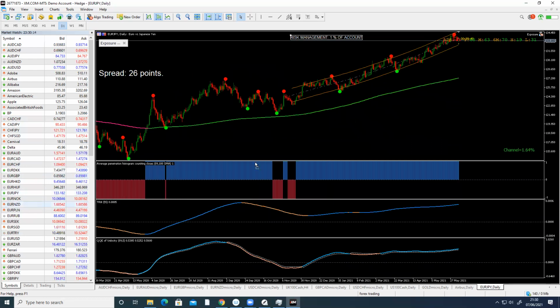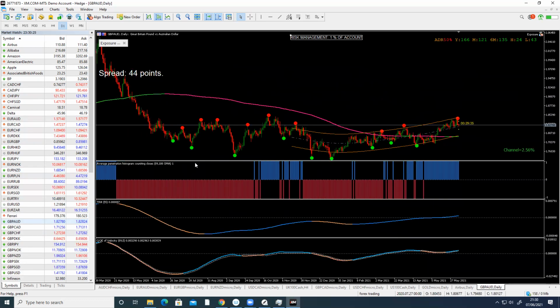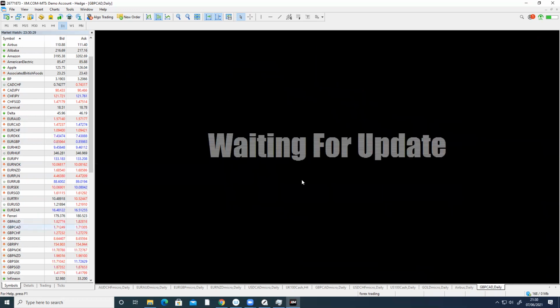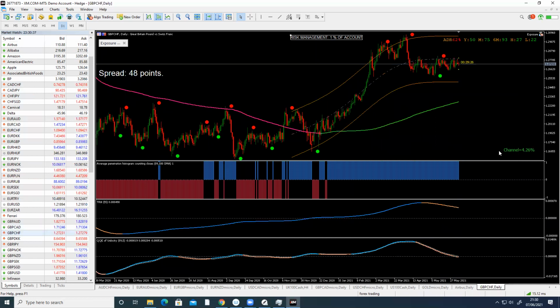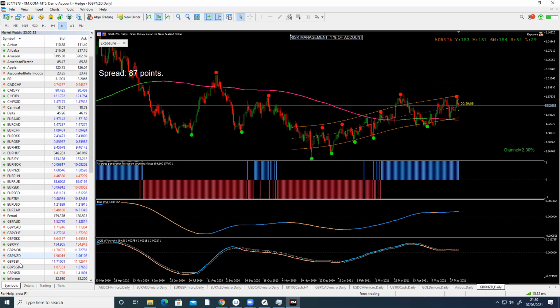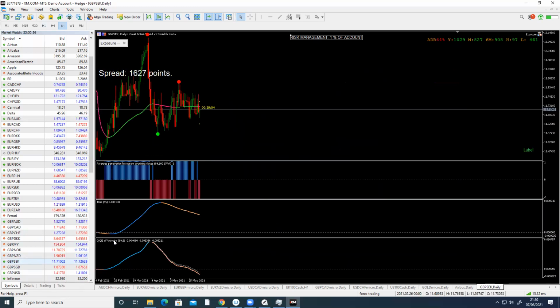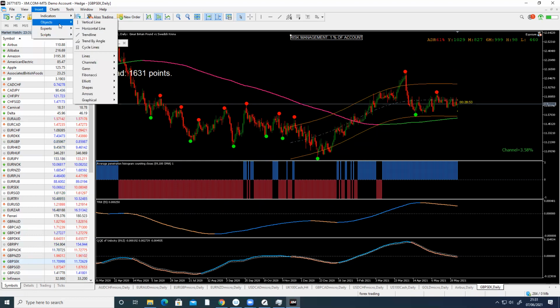Okay, I can't seem to find any, but these are the currency pairs. I just want to find something that I can show you with. Let me see if I can find something with this one. Nothing at all. Nothing. Okay, guys, I'm just going to have to make one up, because I can't find any at the moment.